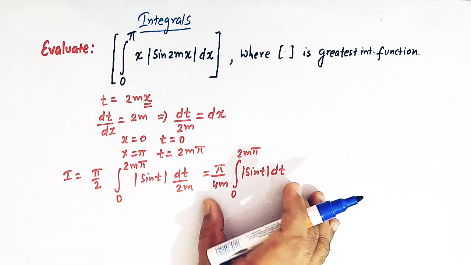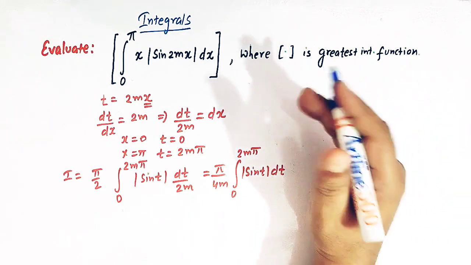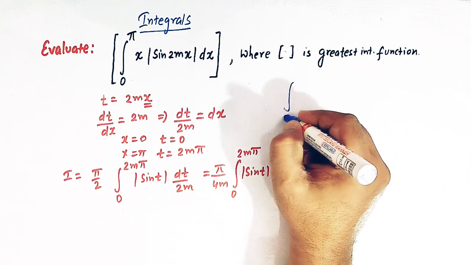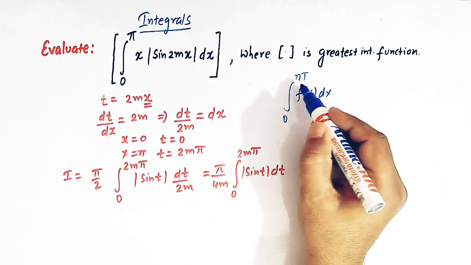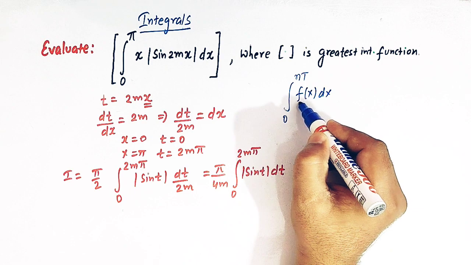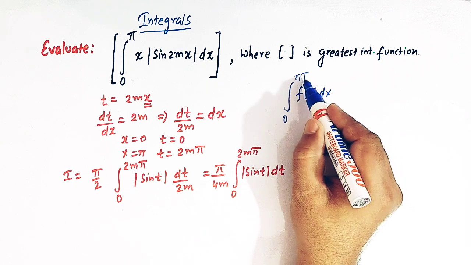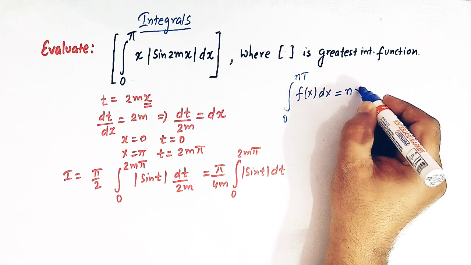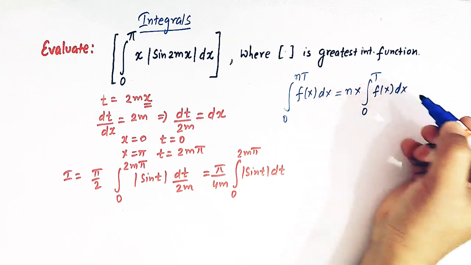Now let us apply the next property. From the properties of periodic functions, we know that if we have an integral from 0 to nT of f(x) dx, where n is some positive integer and T is the period of this function f(x), then this integral is n times the integral from 0 to T of f(x) dx.